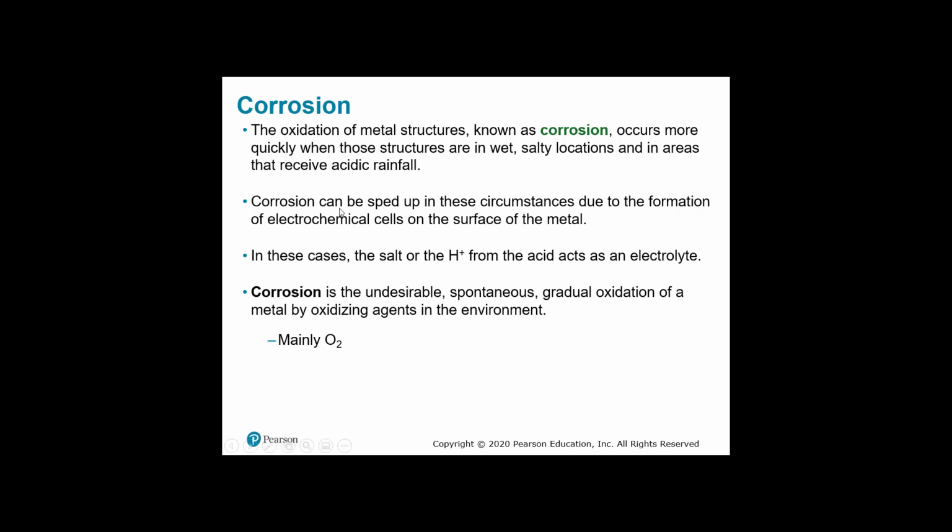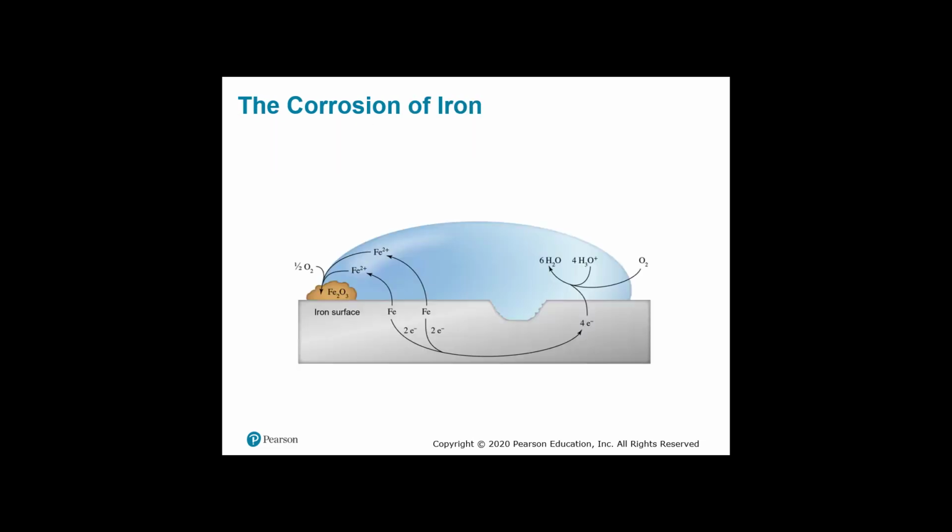And when we talk about wet conditions, well, all rain is mildly acidic. I don't know if you ever looked at pH in another chemistry class where you covered it. Rain is more acidic than basic, so it already has those conditions, which allows the hydronium ions to play a part in this. Any salt that's dissolved in the water on the surface of a metal can act as an electrolyte and help speed up the corrosion. So corrosion is undesirable, spontaneous, gradual oxidation of a metal. It's gradual because if you leave a nail out, it's not going to immediately corrode. You will see it corrode slowly over time.